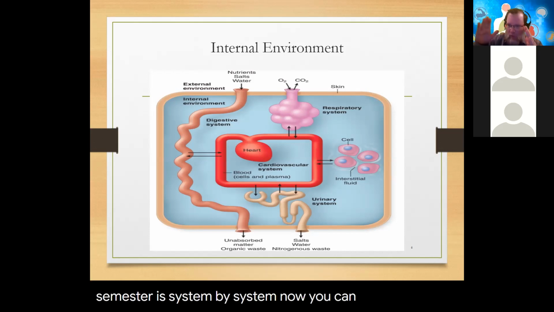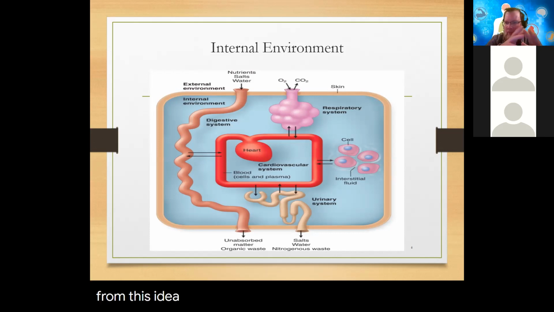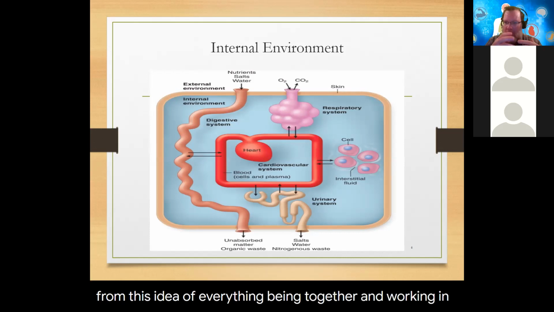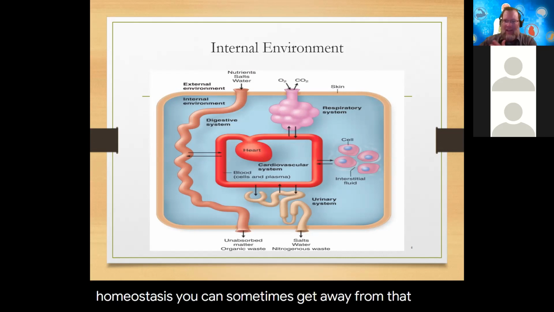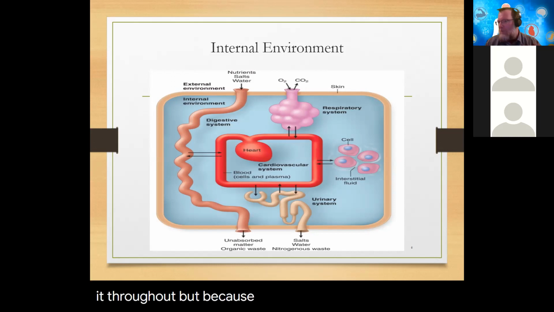Now, you can get away from this idea of everything being together and working intrinsically with one another to attain and maintain homeostasis. You can sometimes get away from that concept, which you won't in here because I'll remind you of it throughout. But because we do compartmentalize all of these body systems, we will just look at bones. We'll just look at muscles. We'll just look at nerves. That doesn't mean that nerves don't affect muscles, and muscles don't affect bone, and so on. So all of these body systems, organ systems, and organs are intrinsically linked.